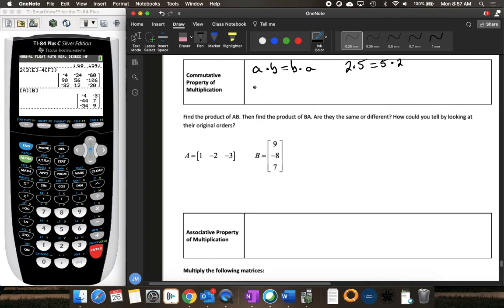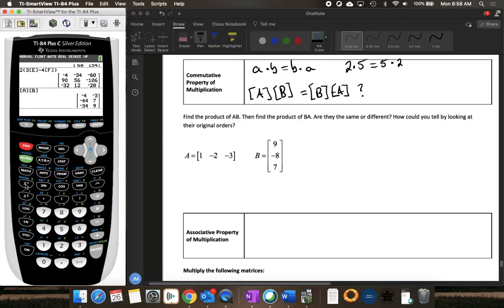So with matrices, we want to know if you take matrix A multiplied with matrix B, is that the same as taking matrix B multiplied by matrix A? So that's the question that we're looking to answer. To do that, I've got two matrices we're going to look at. Let's first find the product of A multiplied by B, and then we'll find the product of B multiplied by A. And then we'll look to see, are they the same or different, and how we can tell by looking at their original orders. Okay, so let's go ahead and type these into our calculator.